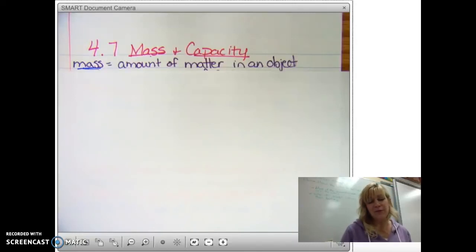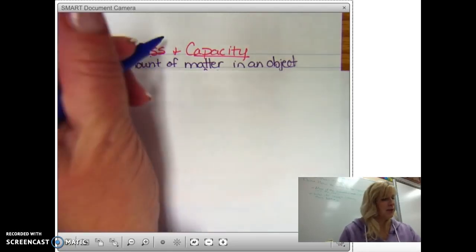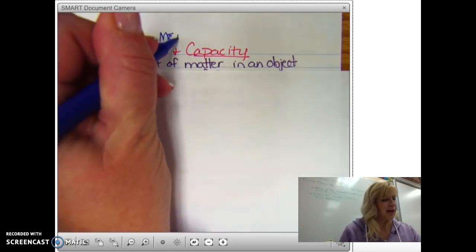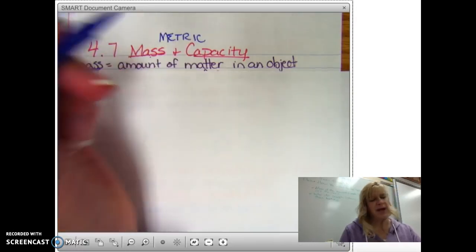Hi everybody, welcome to 4.7, and we are going to be talking about metric units. I'll put that up here. We're talking about metric units of mass and capacity.